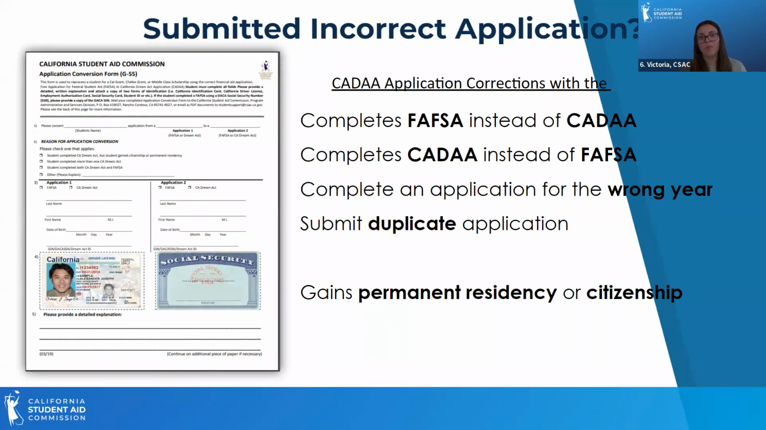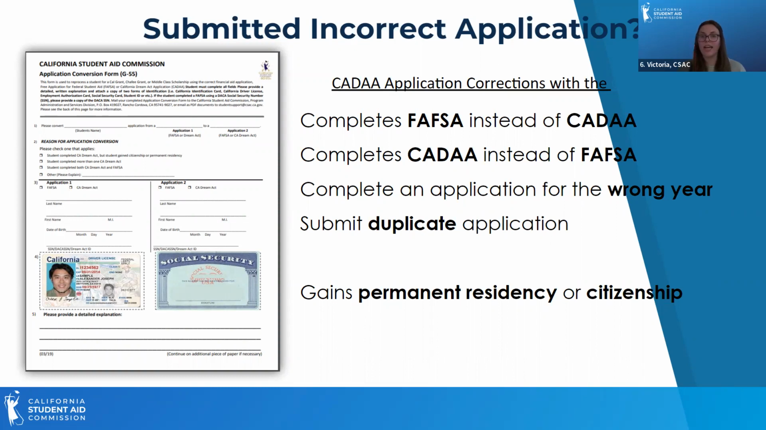The very first step is that you want that student to complete the correct one and submit it. And then at that point, the college's financial aid office will submit the G55 form to CSAC, to us. And then we can take a look at it, review it, and do that swap in our system. We can switch over the student to the correct application.